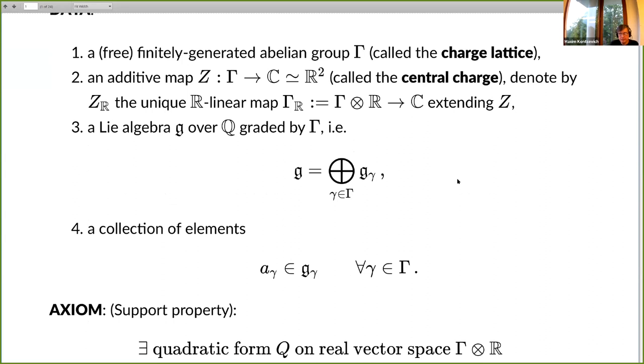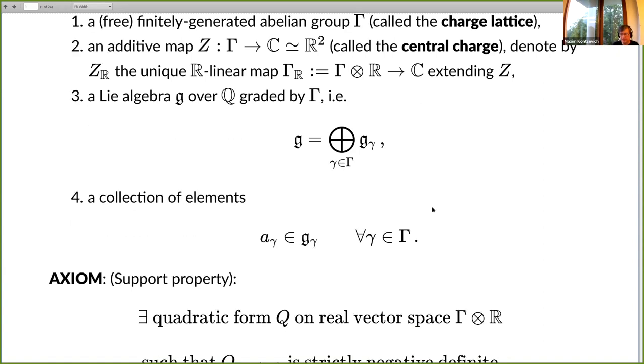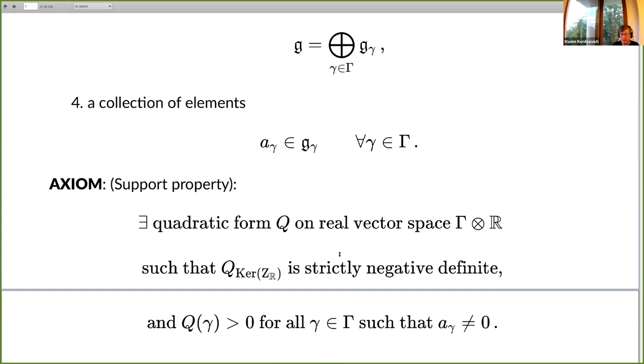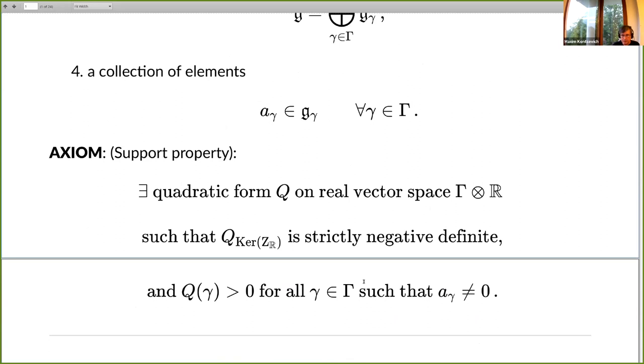Yeah, so it's very simple data, and there is only one axiom for this thing, which is called support property. It has many forms. I'll start with the original form. The original form is the following. There is a quadratic form on this real vector space, gamma R. So if you consider the kernel of my real map, it's some subspace of codimension 2 typically, then the restriction of the form to this kernel is strictly negative definite. And for any element gamma such that A gamma is non-zero, the value of the quadratic form is strictly positive.